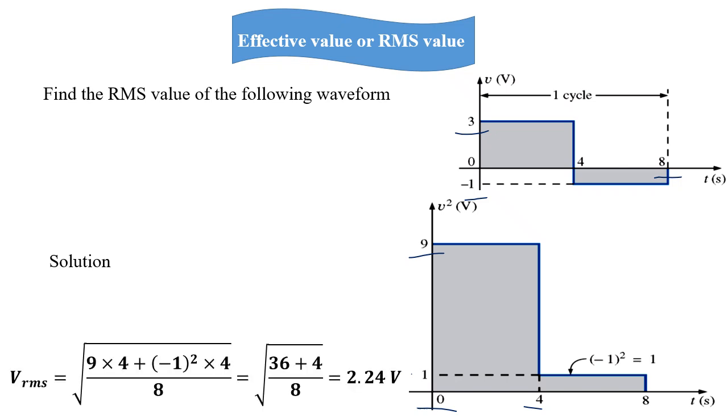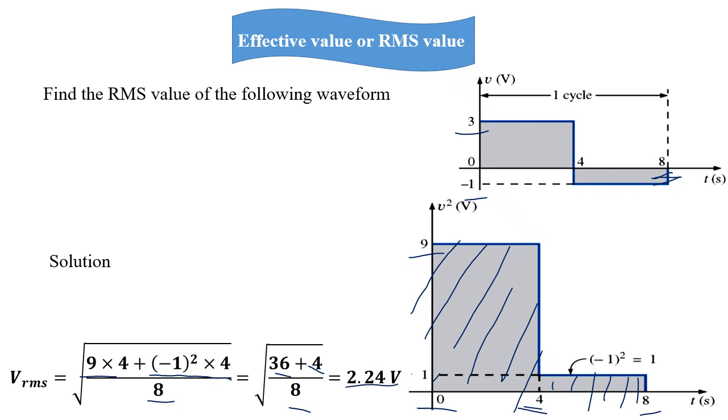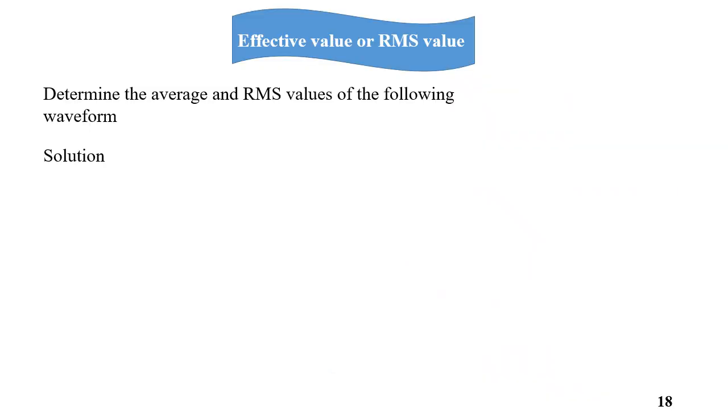The first area equals 9 times 4, and the second area equals 1 times also 4, which is 8 minus 4, negative 1 squared, or 1 times 4. Then we divide by the periodic time of the curve, which is 8, and then we take the root. Then it will be the root of 36 plus 4, which is equal to 40, divided by 8, which is equal to root 5, equal to 2.24 volts.